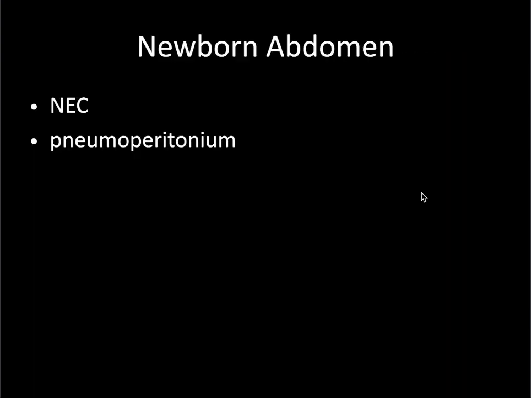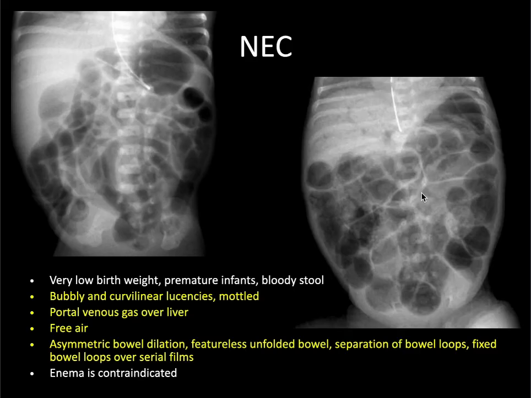Okay, quickly we'll talk about the newborn abdomen. The main things we'll go over are necrotizing enterocolitis and looking for pneumoperitoneum. Necrotizing enterocolitis occurs with very low birth weight, premature infants, and they present with bloody stool. You'll see bubbly and curvilinear lucencies and mottled lucencies throughout the abdomen. You may see portal venous gas over the liver because the pneumatosis intestinalis will travel back in towards the liver.